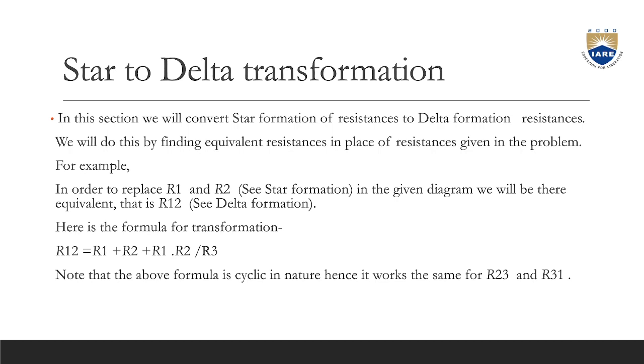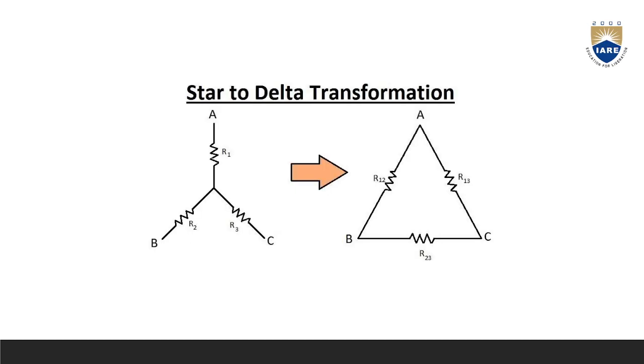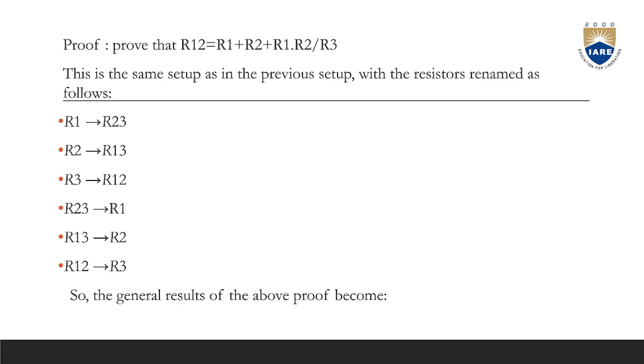R12 equals R1 plus R2 plus R1 into R2 by R3. Note that the above formula is cyclic in nature, hence it works the same for R23 and R31. Star to delta transformation. Proof. Prove that R12 equals R1 plus R2 plus R1 into R2 by R3.